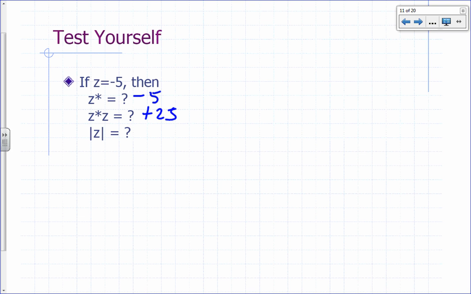z star times z is always a positive real number. What's the absolute value of z? Square root of 25 is 5. So absolute value of z is always a positive number. So it applies, and you could have done that without knowing about complex numbers, right? So the definition that we're using for absolute value of a complex number is consistent with our definition of absolute value for real numbers. Okay? If z is -5, you know absolute value of z is just positive 5.